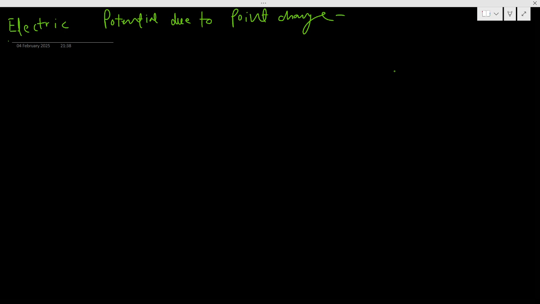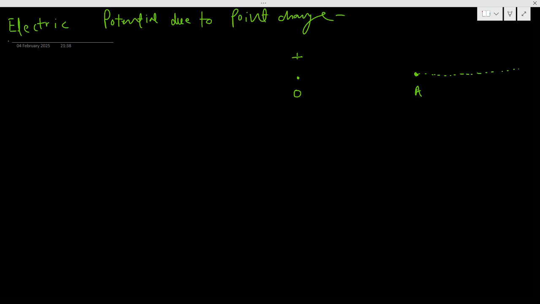Hello guys. So now we are going to discuss electric potential due to a point charge. So let's say we have a point charge over here, and we are bringing another charge from infinity. So we are bringing another charge from infinity to this point. Let's say this is point A and this is point O.